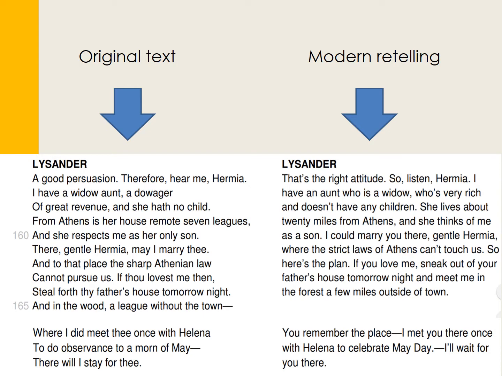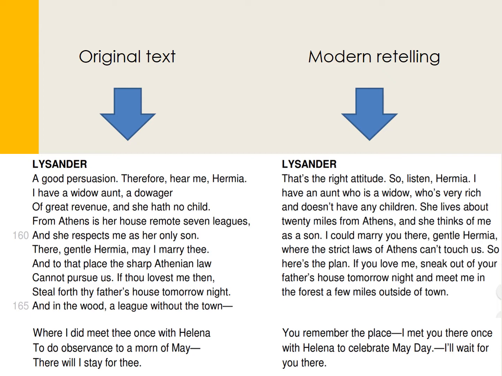We're going to be using a layout a little like this for this week. On the left-hand side is the original text, and on the right-hand side is the modern retelling. I'm going to be reading the original text as we go through the lesson, but you're more than welcome to use the modern retelling to help you to understand what's happening.